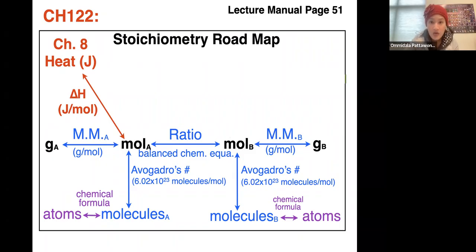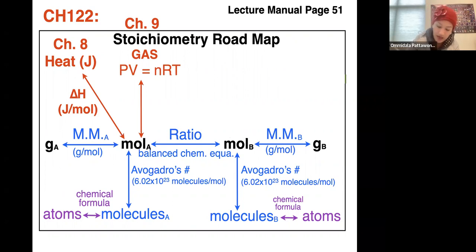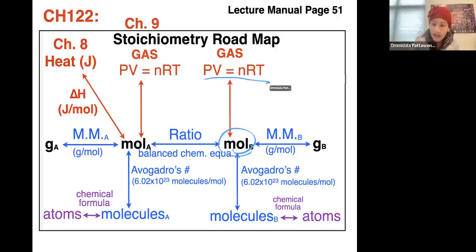Now in this chapter 9, we're going to use PIVNERD to help us fit into this stoichiometry roadmap. That means this mole right here is going to fit into this mole, and if you know moles, then you should be able to convert to any of these. You can go in any of these directions. That's going to be our goal here. The same thing applies for a different gas; you can still use PIVNERD as well.